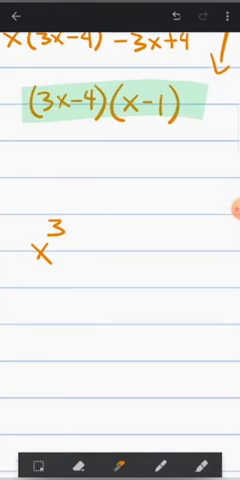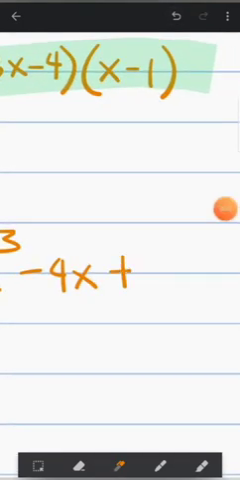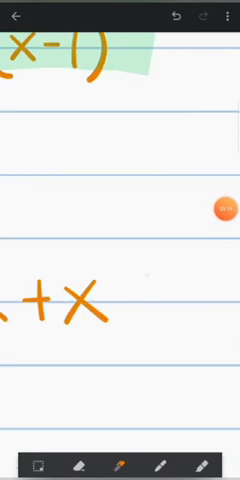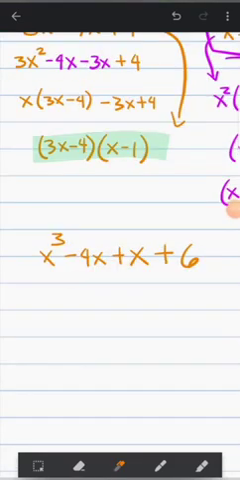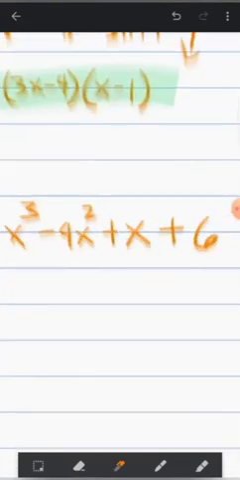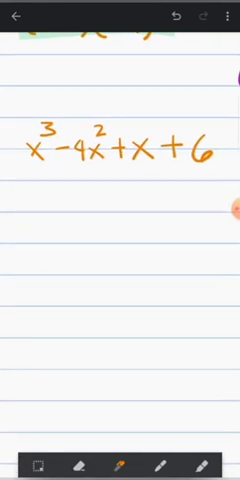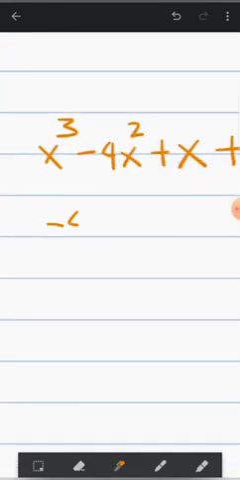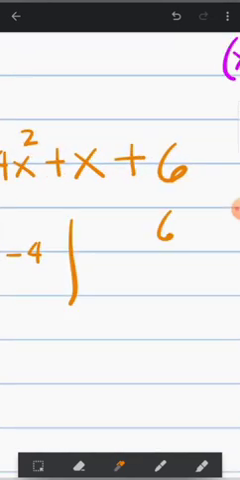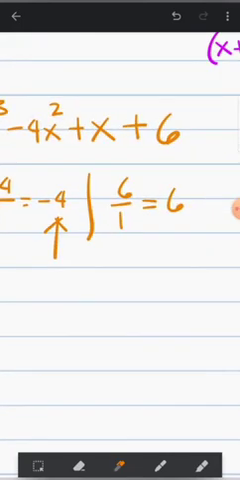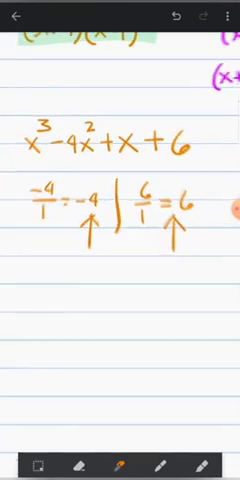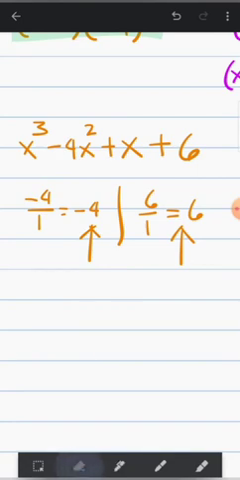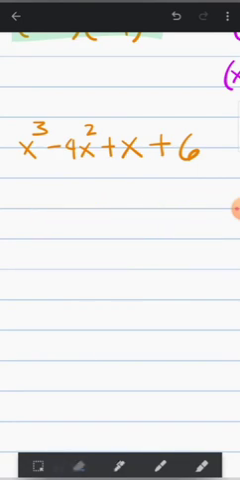x cubed minus 4x squared plus x plus 6. So now, the first step is check. Negative 4 divided by 1 is negative 4, while 6 divided by 1 is 6. This time, negative 4 and 6, they're not the same. So now, how can we factor by grouping?